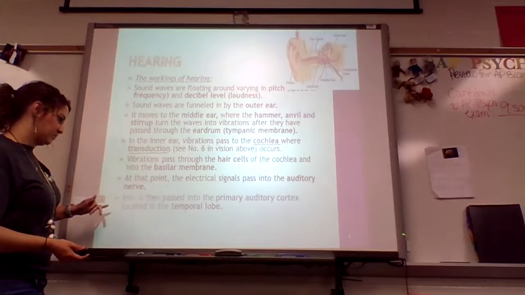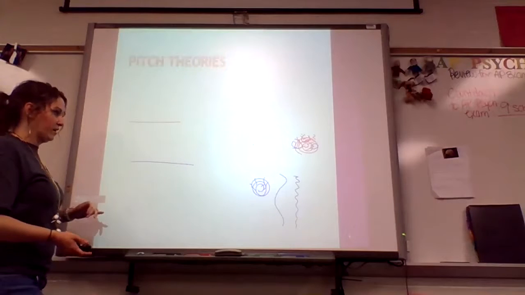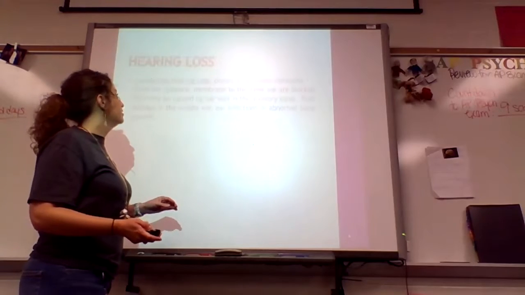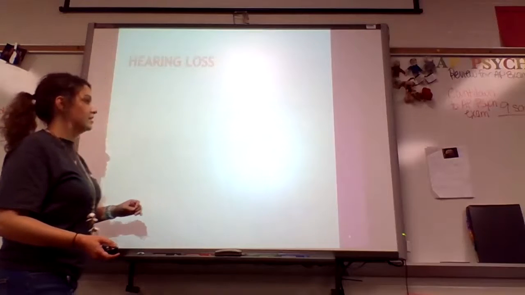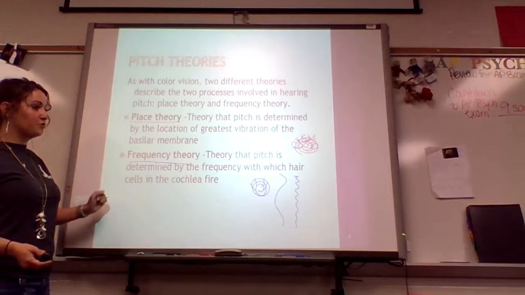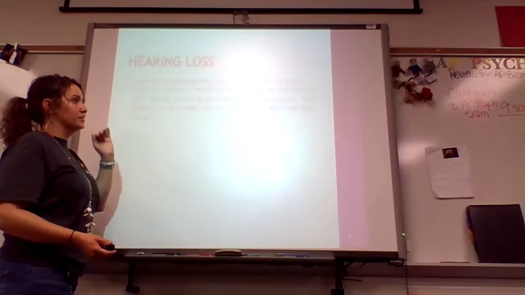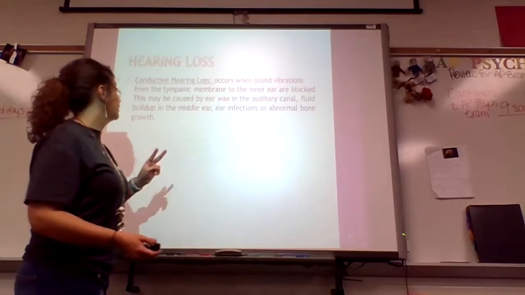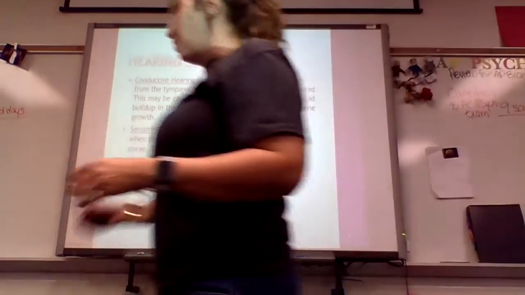We said this: the temporal lobe is hearing. Okay, good. I'm telling you, maybe one question about hearing. And if there is, it's going to be about the place theory or the frequency theory. Or, if there is a question about hearing, it's either one or the other, the two types of hearing loss, conductive and sensorineural.